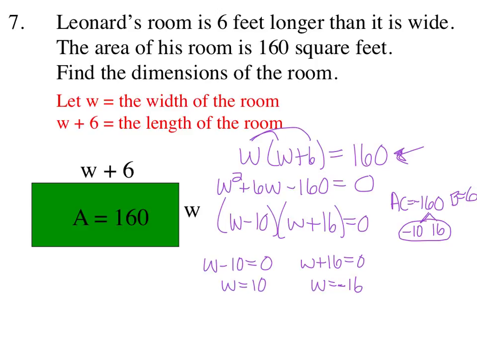Since W in this represents the width of this room, it does not make sense to say that the width of the room is negative 16 feet. So we're going to go ahead and get rid of that answer, which tells us that the width would definitely be 10. And then if the length is 6 more than that, then the length is 16. And then I know if I multiply 10 and 16, I do get that area of 160.